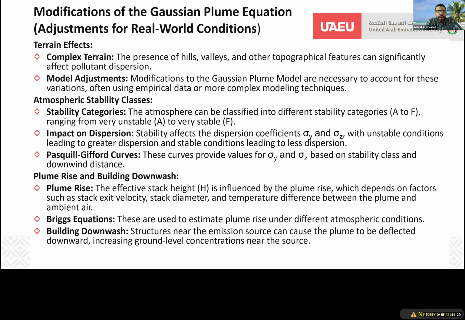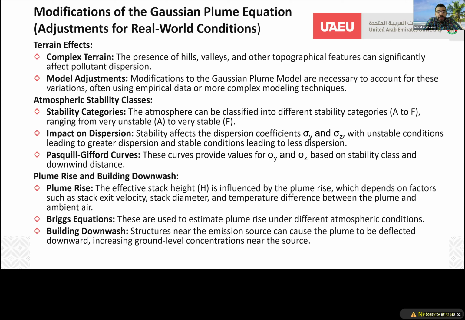Now, the other thing is the stability classes. You remember the A to F, the atmospheric stabilities ranging from very unstable A to very stable F, and this impacts the dispersion completely. So it affects them through sigma Y and sigma Z. We have the Pasquill-Gifford curves, which are the ones we use to get sigma Y and sigma Z based on the stability.